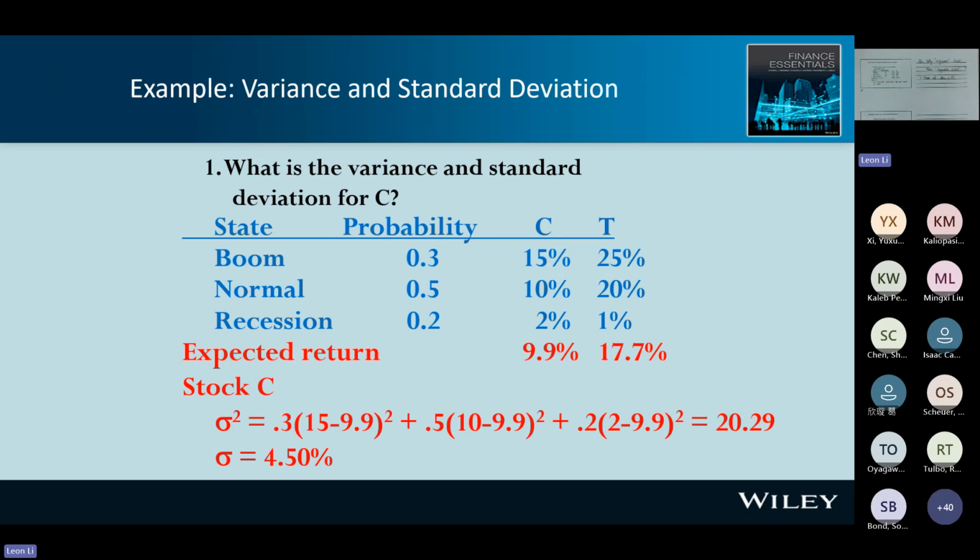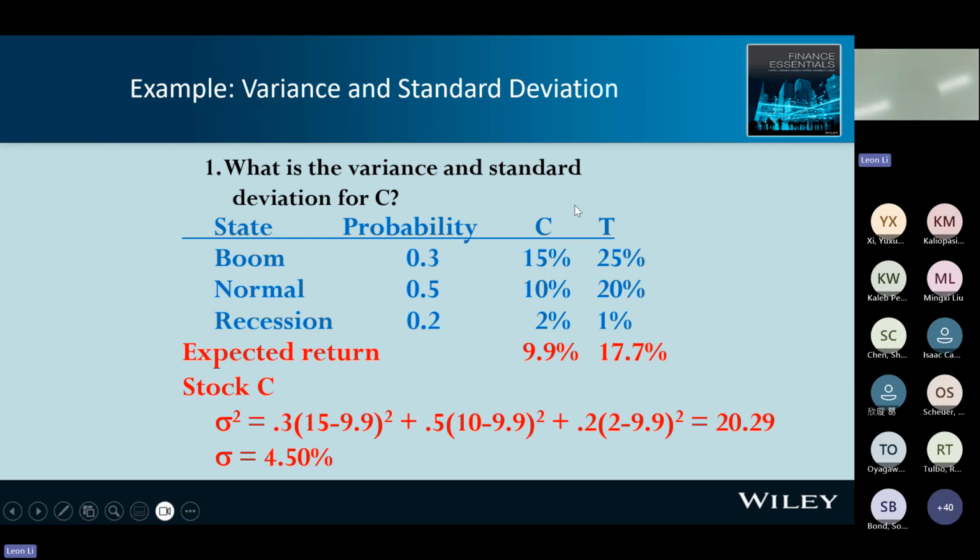So some students might ask me why we don't use the absolute value. Yes, we can use the absolute value to do the calculation. But in finance, we prefer this way, square first, then square root, because square has some good calculation characteristics. But it's out of our business. We don't need to focus on the calculation, all right? I just have a note for you on why we have the square first, then do the square root. So this is for stock C.